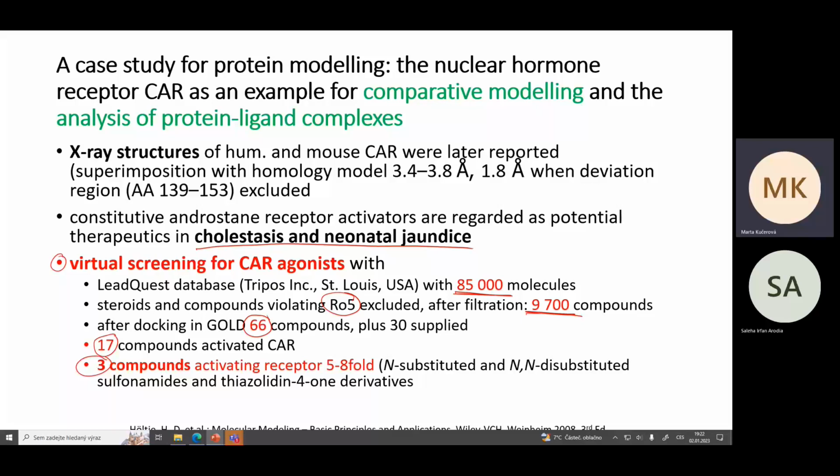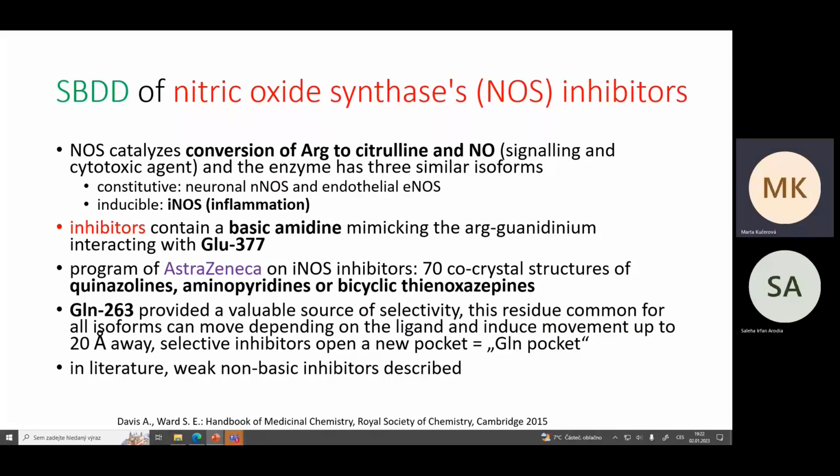Later on, the X-ray structure of human and mouse constitutive androstane receptor was reported, and when it was superimposed with the homology model, a resolution of 3.4 to 3.8 angstroms was found. However, when an uncertain region was excluded, the resolution was only 1.8 angstroms, which is excellent. So this was an example of homology modeling.